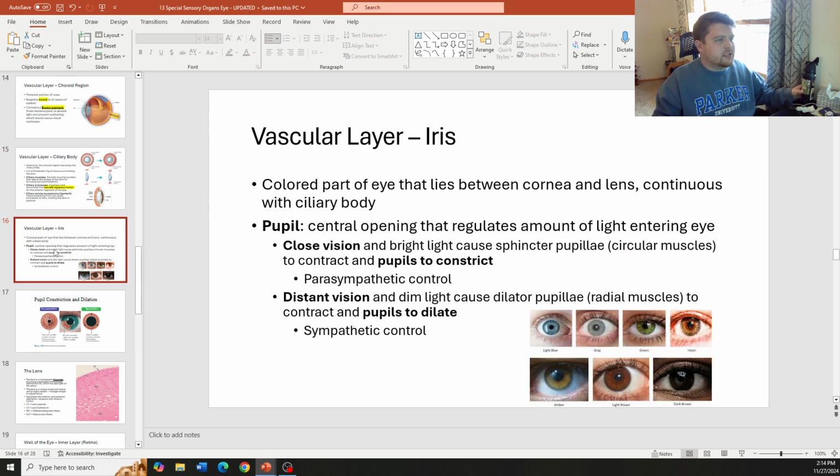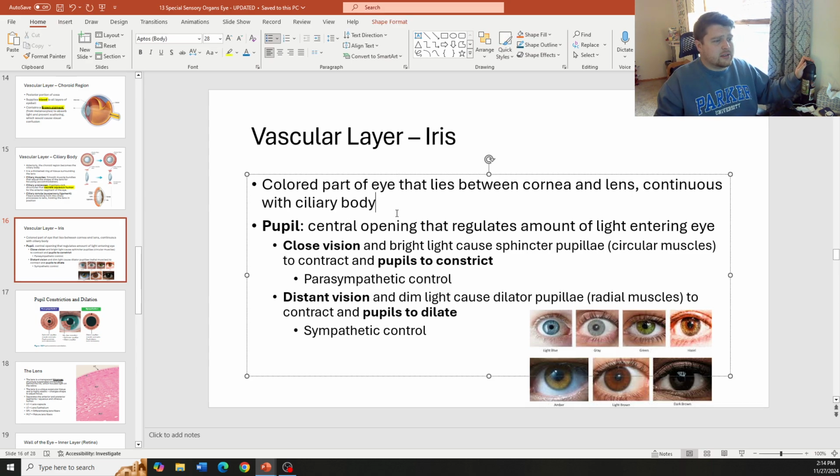Finally, the iris is that colored part of the eye that's between the cornea and the lens. And the pupil, that's really it for the iris. That's its main function, it just sits in the front. But it surrounds the pupil, which is an opening that regulates the amount of light that enters the eye.